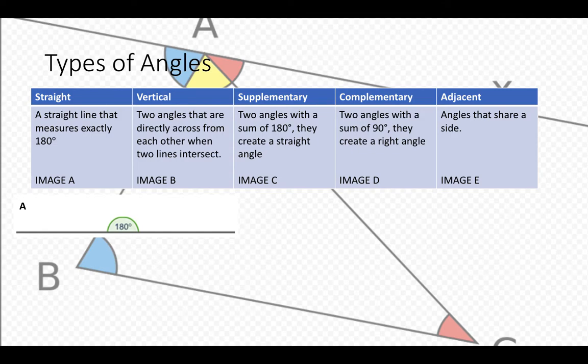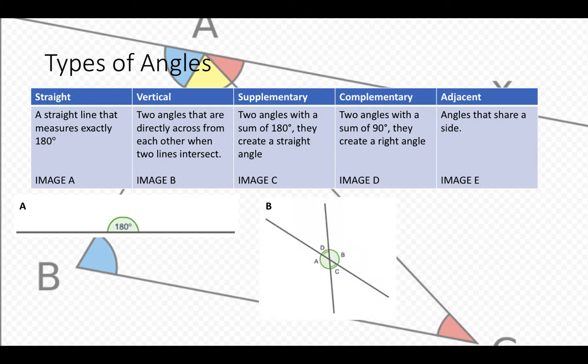A vertical angle. 2 angles that are directly across from each other when 2 lines intersect. So right there, I have 2 lines that intersect. So 2 straight lines intersect, and they create 2 pairs of vertical angles. So if right here, A and B, they're vertical. D and C, they're vertical. They're directly across from each other.